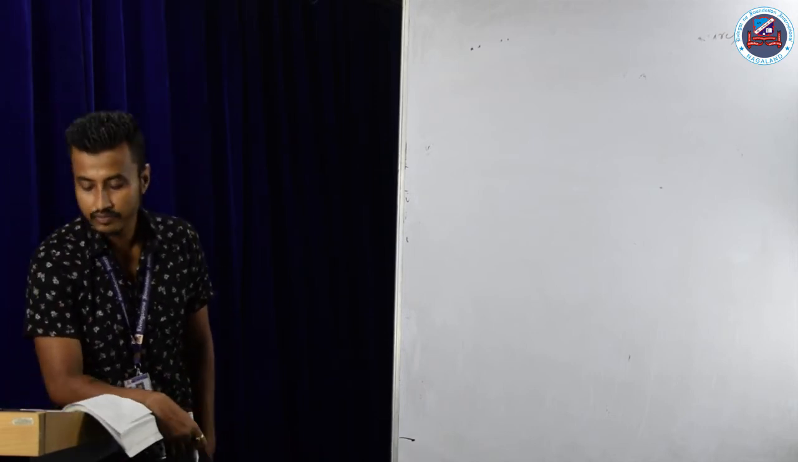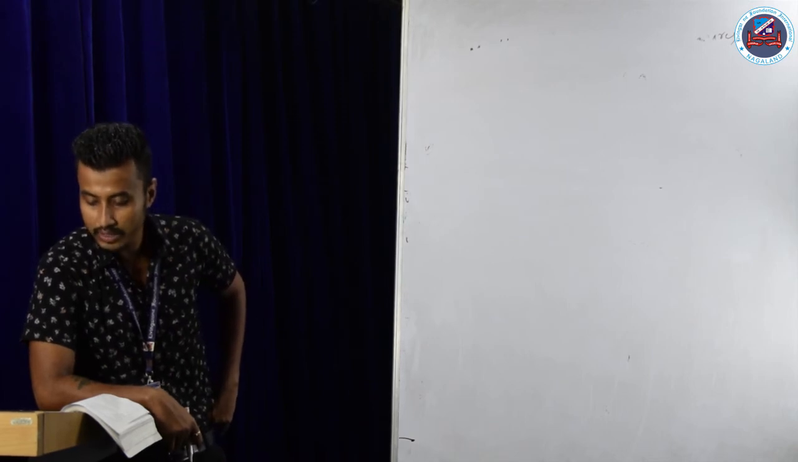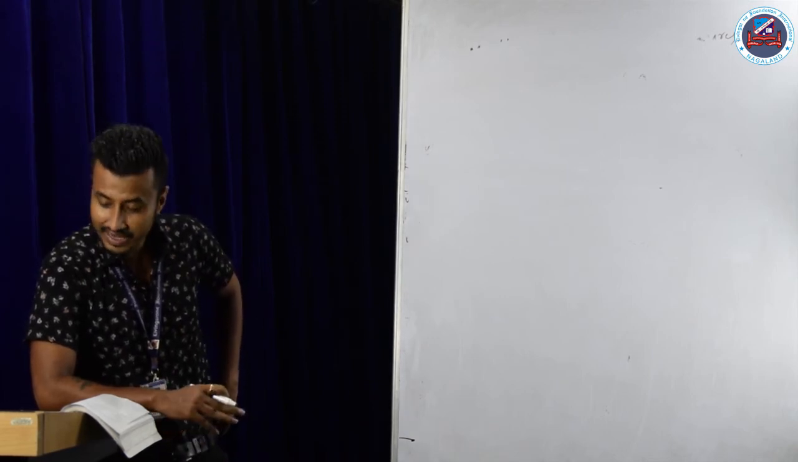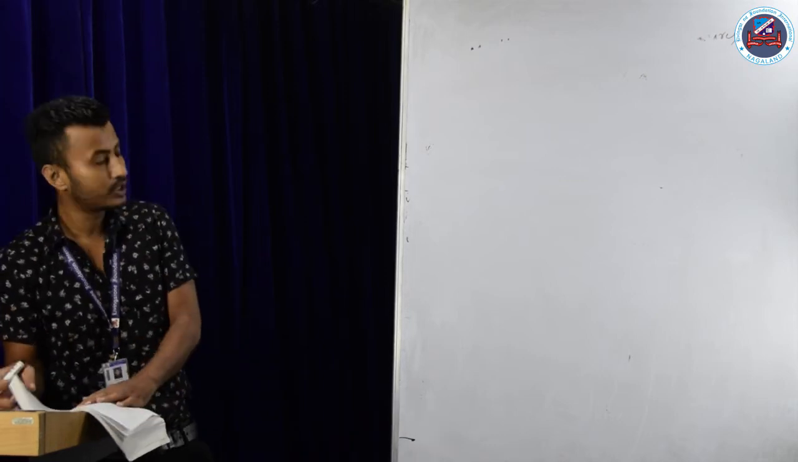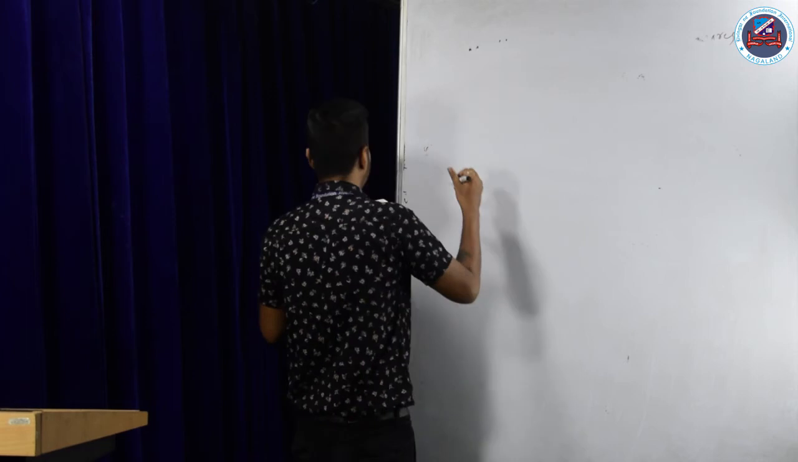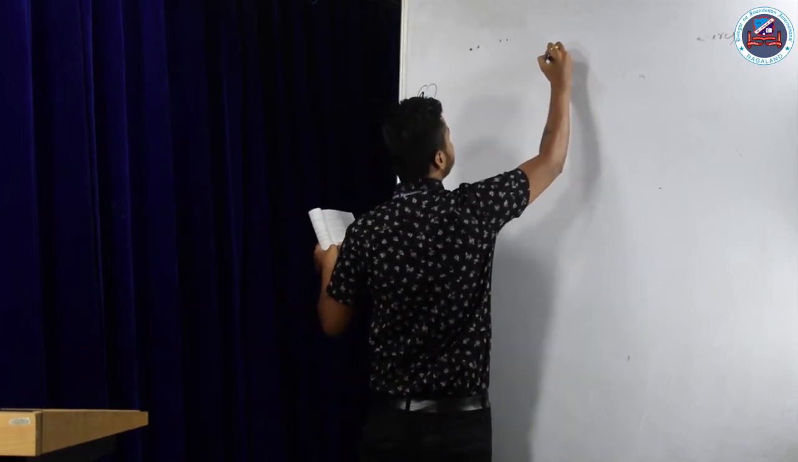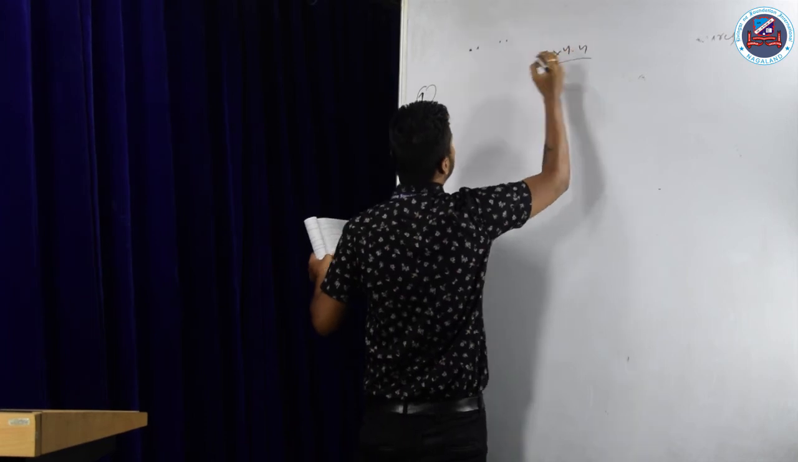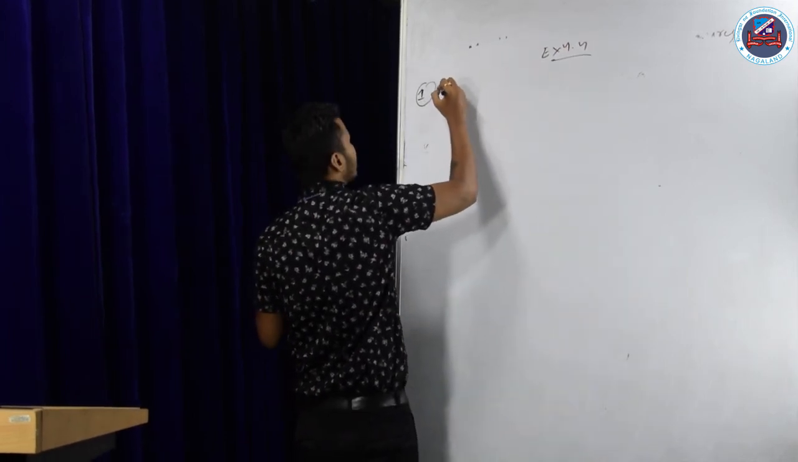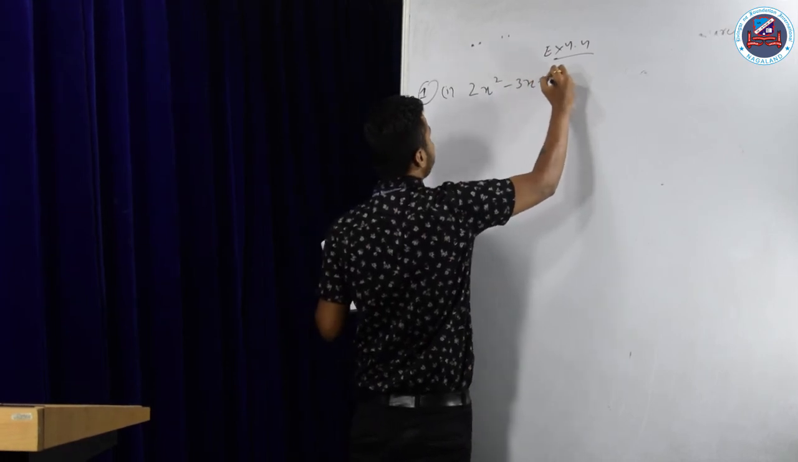Exercise 4.4, question number 1. Find the nature of the roots of the following quadratic equation. If the real roots exist, find them. How to proceed with the question, guys? This question is similar to exercise 4.3 question number 1 which we did. So exercise 4.4, question number 1 part 1: 2x square minus 3x plus 5 equals 0.